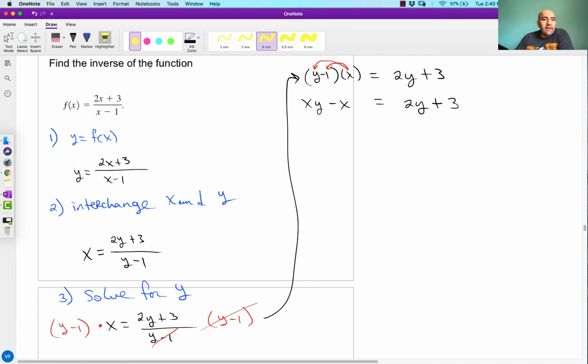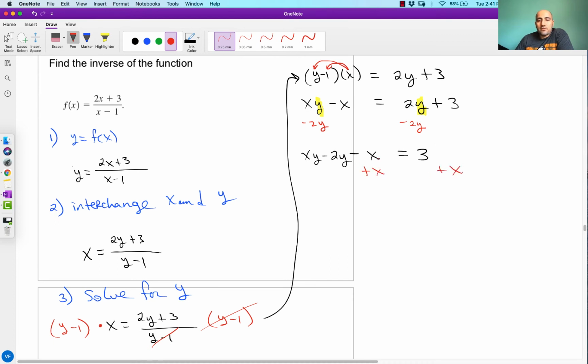Don't lose sight of the fact that our goal was to solve for y. Here are our y's. I want to solve for y. So let's put everything that has a y on one side of the equal sign, everything that doesn't have a y on the other side. That way we can factor out a y, and that'll help us get it. So I'm going to subtract 2y on this side, 2y on this side. That'll give me xy minus 2y. They're not like terms, so I can't combine them. Minus x equals 3. And then I'm going to add x to both sides.